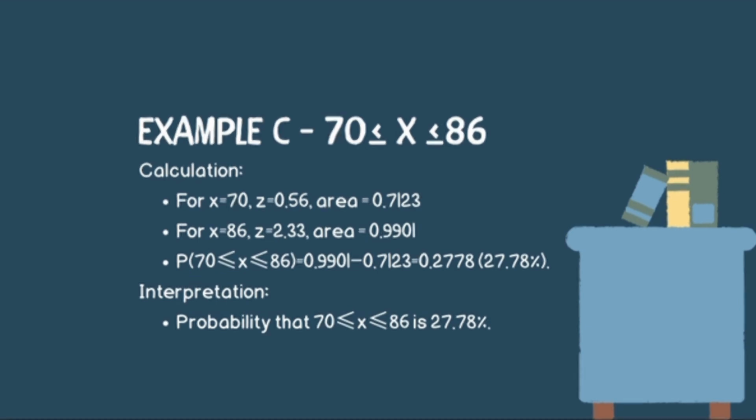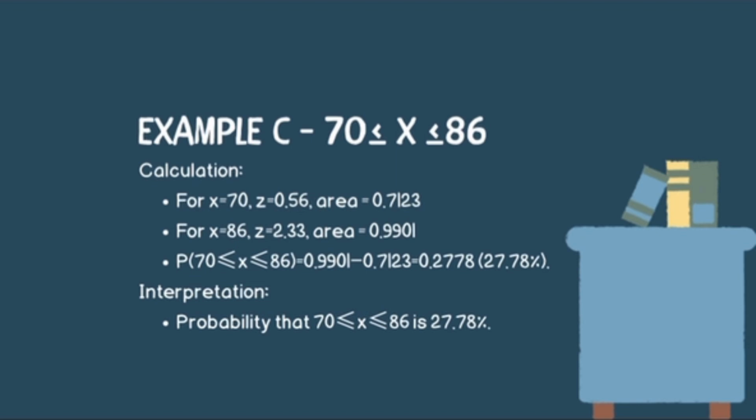In C, we want the probability that x is between 70 and 86. For x equals 70, z equals 0.56, and for x equals 86, z equals 2.33. On the table, the area less than z equals 2.33 is 0.9901, while the area less than z equals 0.56 is 0.7123. When finding the area between two z values from the cumulative less than tables, you simply subtract the smaller area from the larger one.